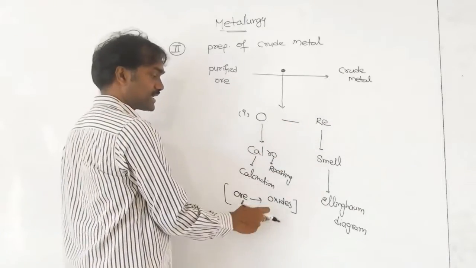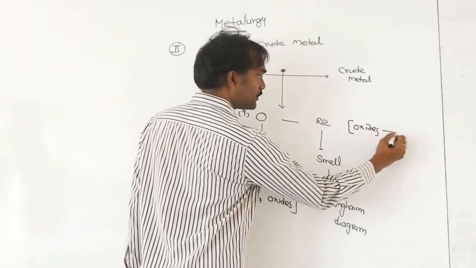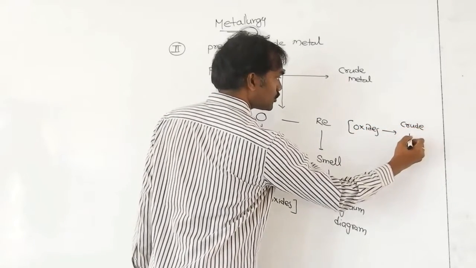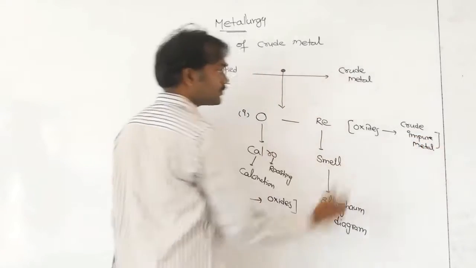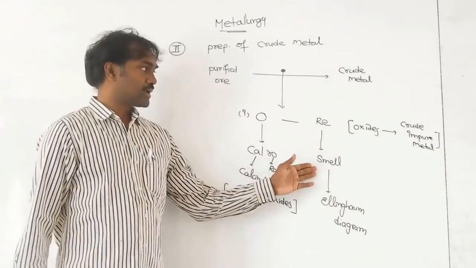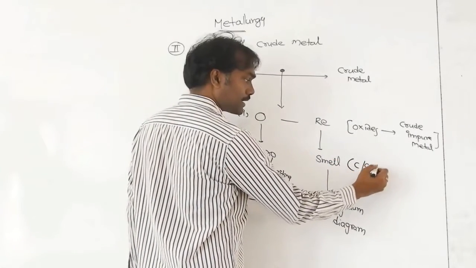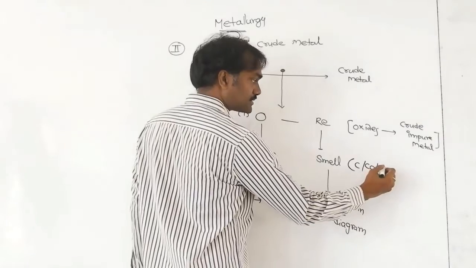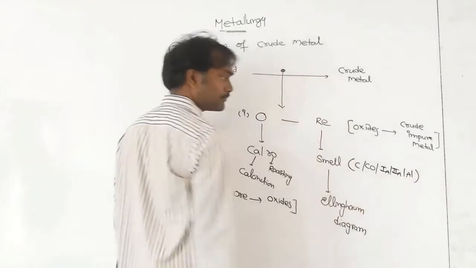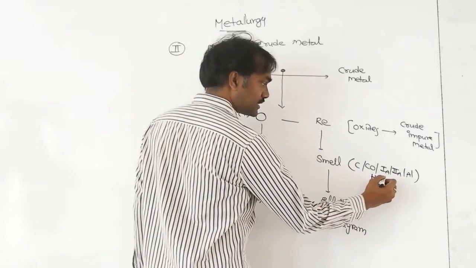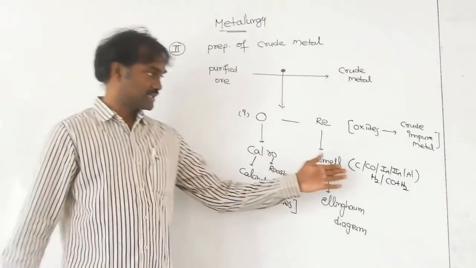Next, what happens in the reaction? These oxides are converted into crude metal, otherwise impure metal. This is your entrance point. Next, in the smelting process, for the reduction purpose we can use carbon monoxide, otherwise metals, namely first group and second group metals and aluminium, otherwise hydrogen, otherwise water gas or syngas.